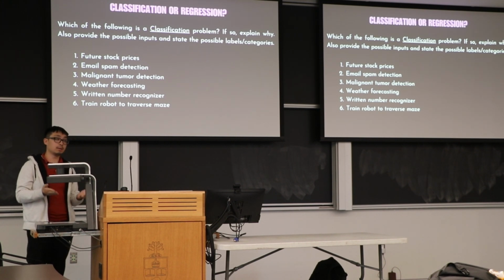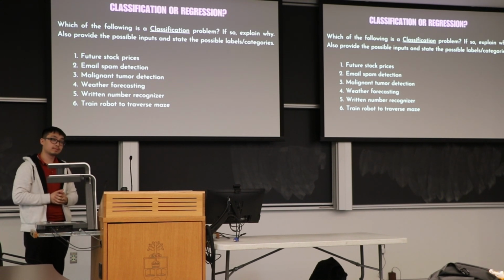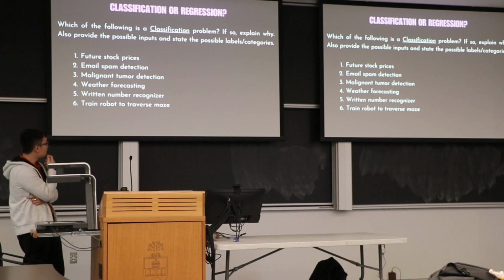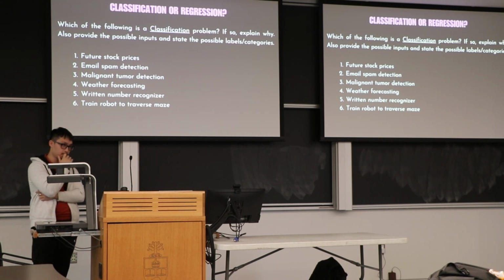What do you guys think email spam detection is in terms of the problem we're trying to solve? Classification, like, it's either spam or not spam. Yep. And what type of possible inputs? Probably just the email text plus maybe some information on sender and title and such. Yep, that's precisely right. How about malignant tumor detection?